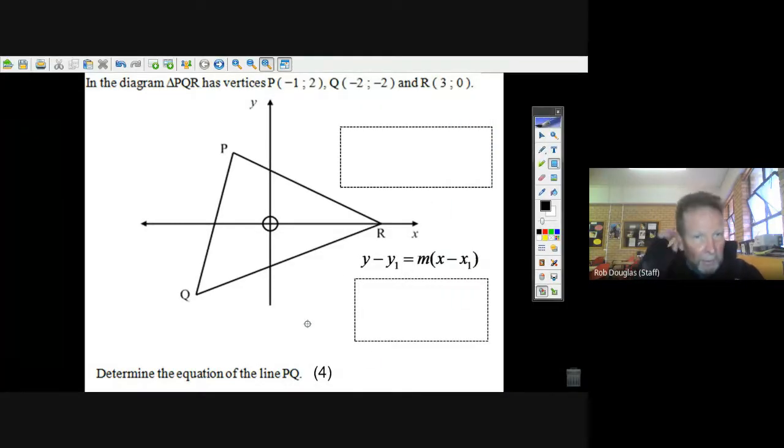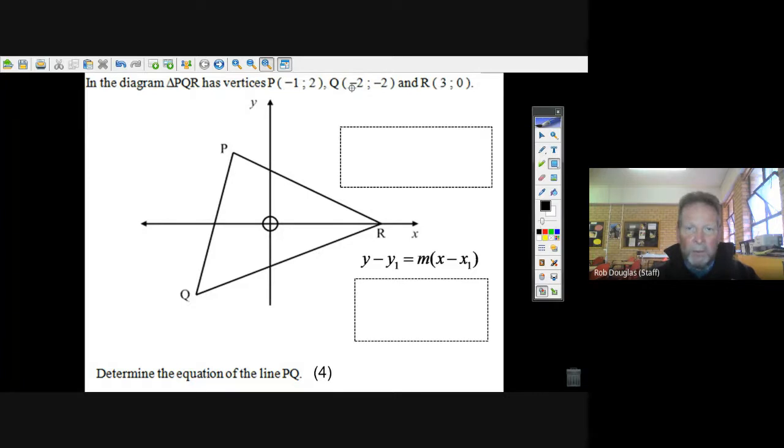Okay, we're going to do a grade 11 analytical geometry question in a series of a few videos here, and let's just get started. It says there is a triangle PQR, and the coordinates of P are -1 and 2, 1 to the left and 2 up.